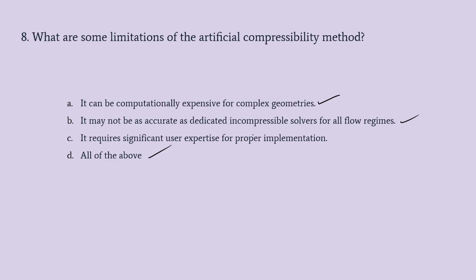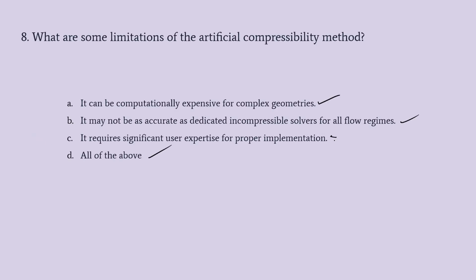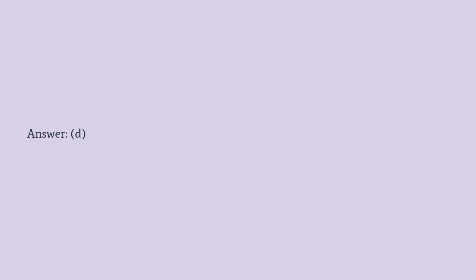And also we have learned that we have an artificial time loop, that is a pseudo time loop, which mandates some level of expertise. The implementation of pseudo time loop mandates the users to have some command over the program. So all of the options are true with respect to artificial compressibility method.